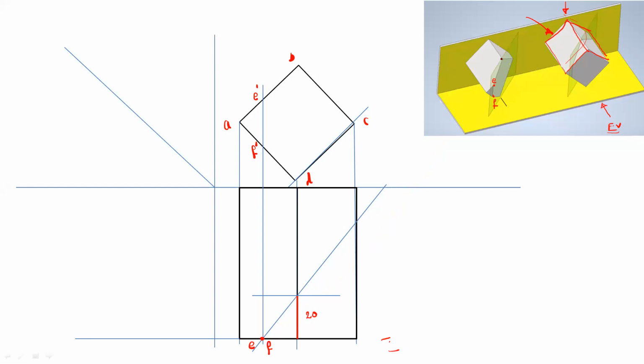Then on the vertical edges, we will get intersections on the vertical edges. Take this as a point G, this is H, and this is point I. G, H and the point I will overlap on the points B, D, and C. So this is the point G, this is point H, and this is point I.